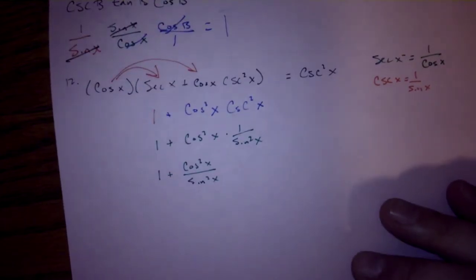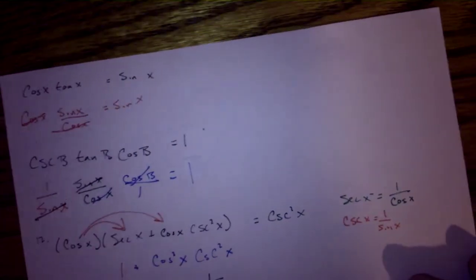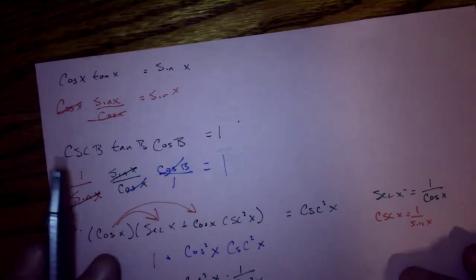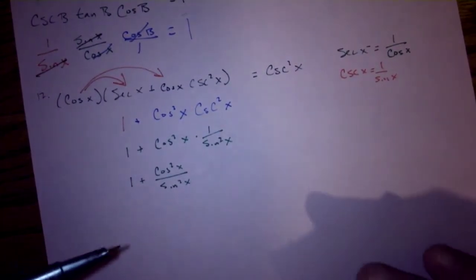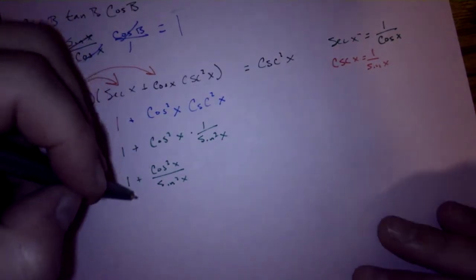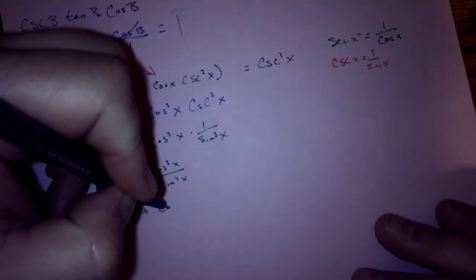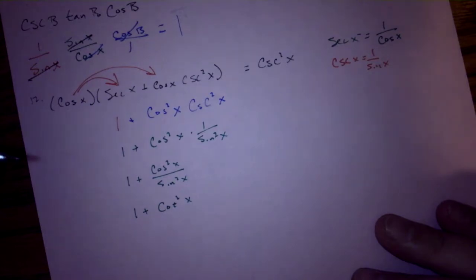Cosine over sine. Sine over cosine is tangent, I believe, right? Tangent is sine over cosine, which means cosine over sine is cotangent. All right, I think maybe we're onto something. So we got 1 plus cotangent squared of x.